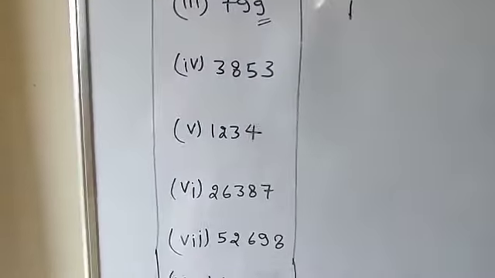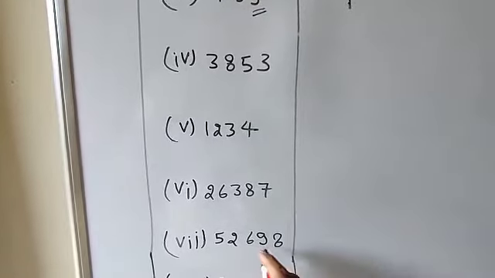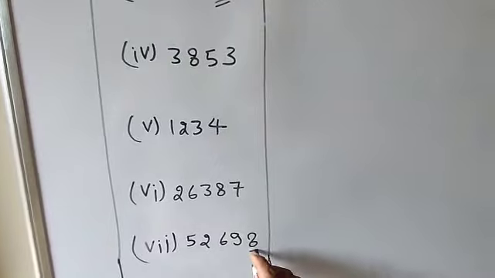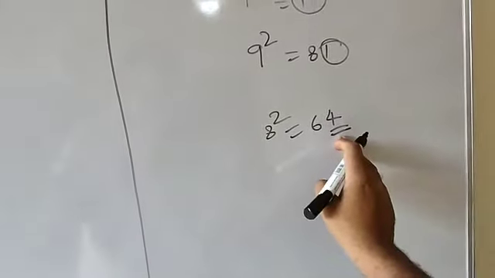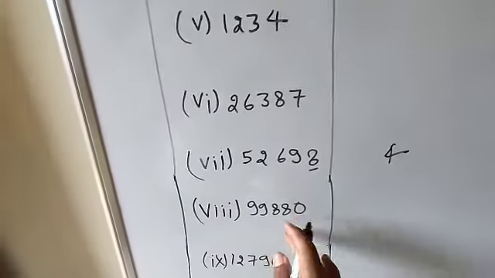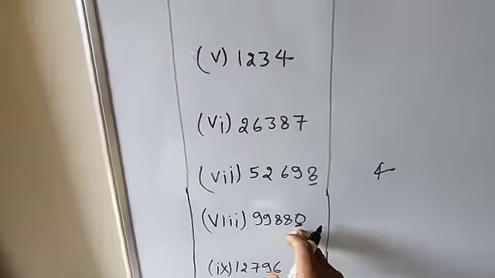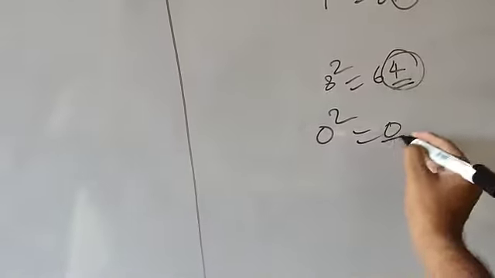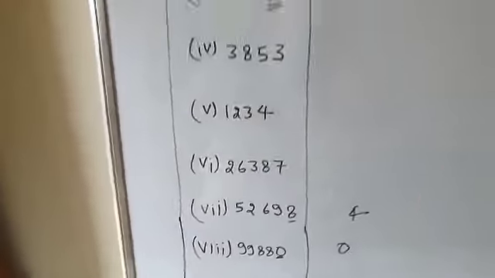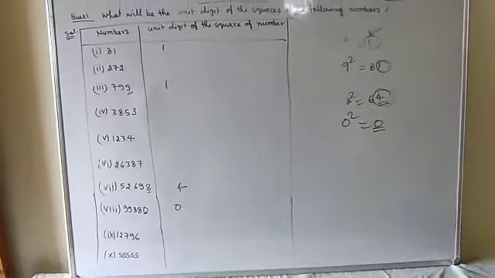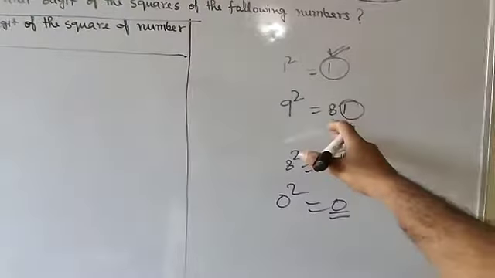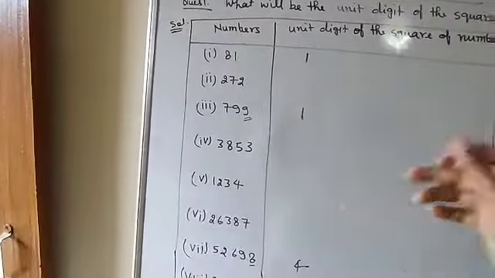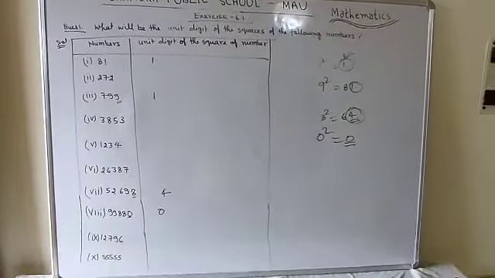In the same way, 52698: what is the unit digit here? 8. Then find the square of 8, that is equal to 64, and the unit digit here is 4. So its unit digit will also be 4. Here 0 is there. What is the unit digit here? 0. Then 0 square will be 0, so the unit digit here will be 0. In the same way, you need to complete that table. You can do the work in rough, and only write the unit digit of the square of that number. So you need to complete that question.